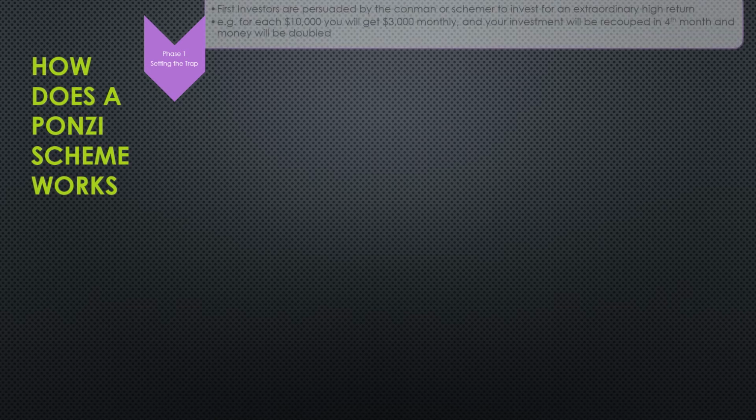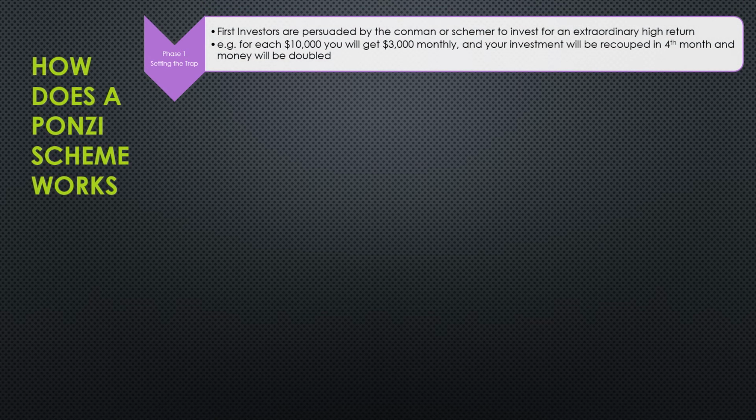Setting the trap. Here, the con man or the schemer attracts the investors or potential investors and persuades them to invest in this scheme, and he makes promises to give high returns or double their money or triple their money, and something which is really inordinate. If you are an investor and you know the other schemes in the market, you will see that it is something really very high.